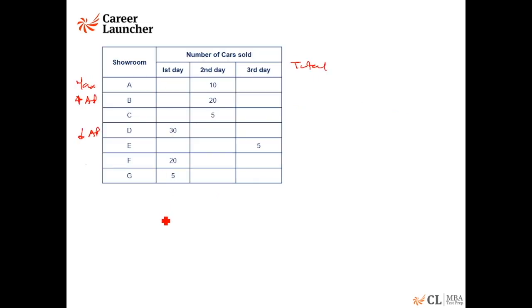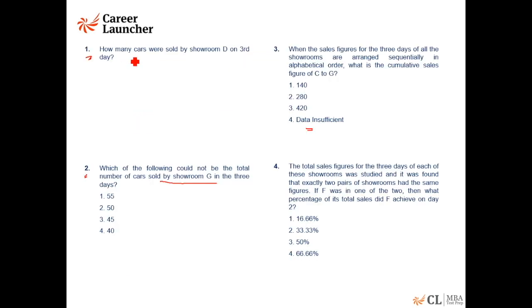Now let's start with the AP issue. We will look at B and D. If I look at D, it is a reducing AP. It can be 30, 25, 20. It could be 30, 20, 10. It could be 30, 15, 0. This is ruled out because the number of cars sold is not 0 on any day. The minimum is 5. Even 30, 20, 10 is not possible because on day 2, showroom B has sold 20 cars. So this case is ruled out. So this is going to be 30, 25 and 20. And this gives you the answer to the first question: how many cars were sold by showroom D on the third day?